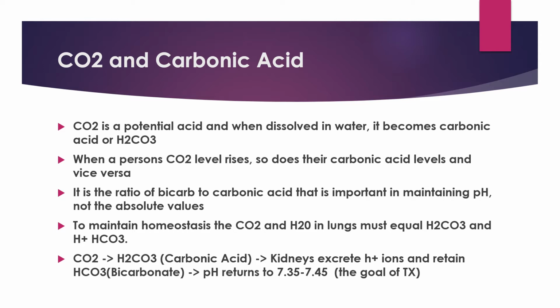It's the carbonic acid, CO2, and bicarb that maintain homeostasis, and they do this by the lungs holding on to or letting go of CO2, or your kidneys excreting hydrogen ions or retaining bicarbonate to return the pH to normal. So that's the goal of the body, to have a normal pH.